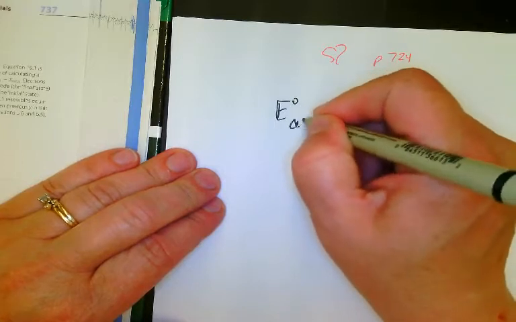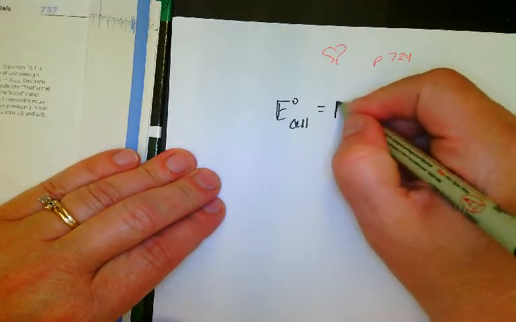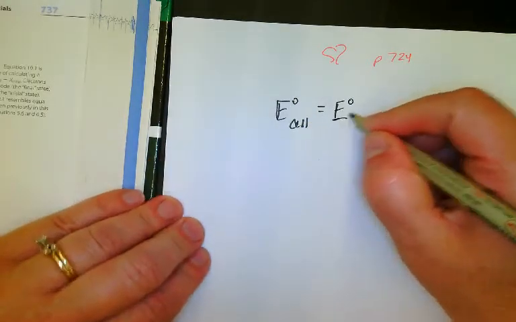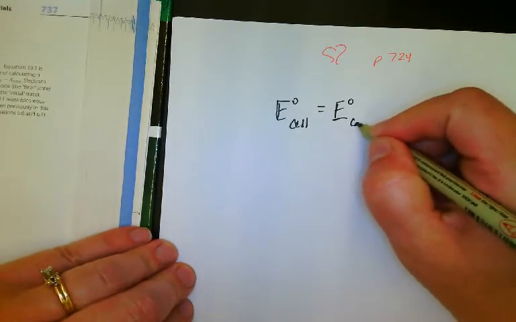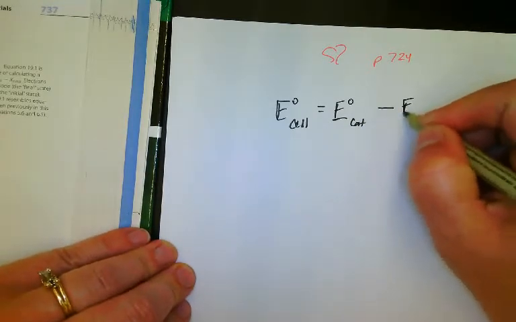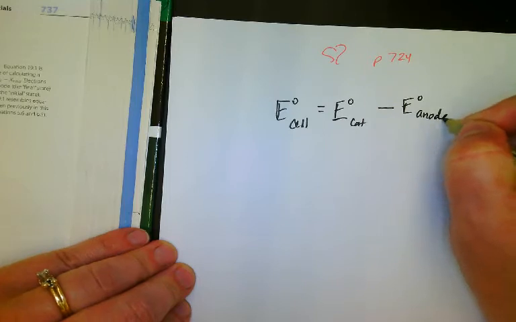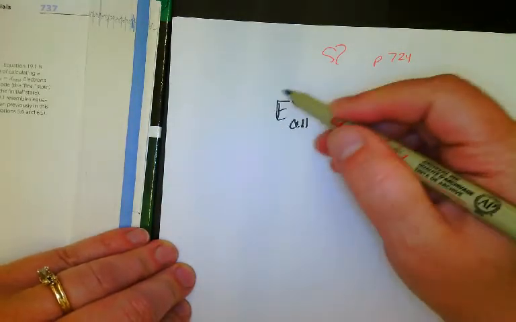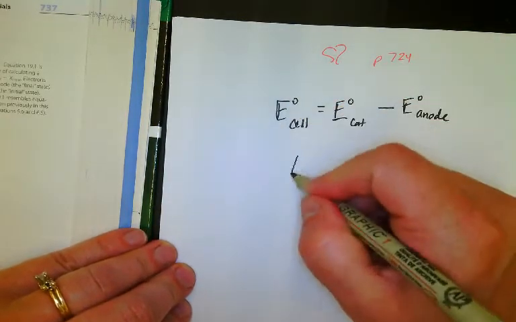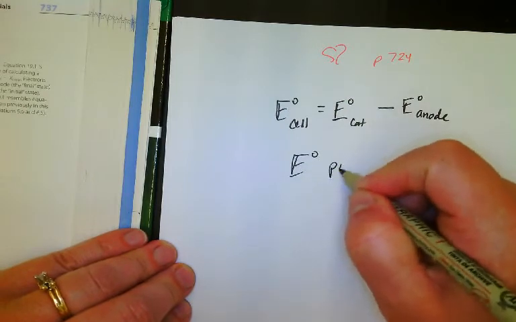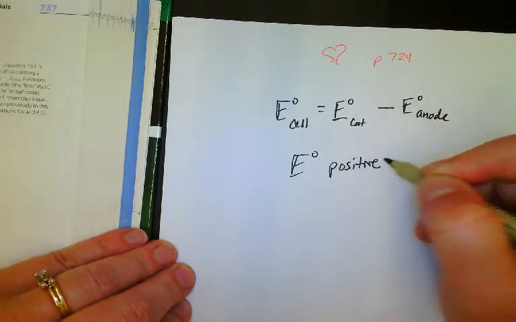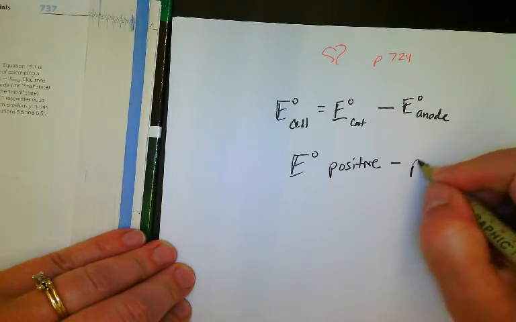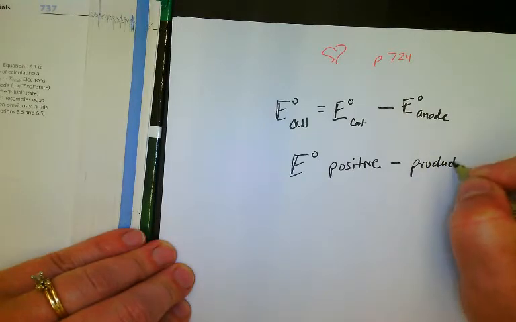let's write down our mathematical formula here. I'm just going to write cat. All right, so this is our standard cell potential. If this is positive, that means that it is product favored at equilibrium.